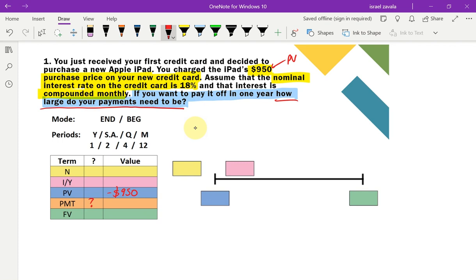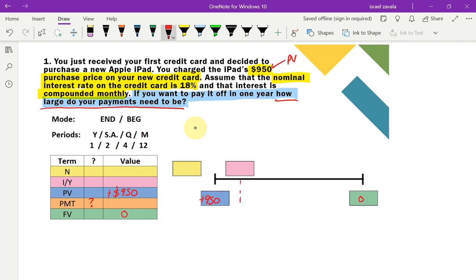The future value, actually, no, that's going to be a positive. Our payments are going to be negatives. The future value is going to be 0, right? Because we're going to pay it off. So we're going to start off with borrowing the 950. We're going to end up with 0.